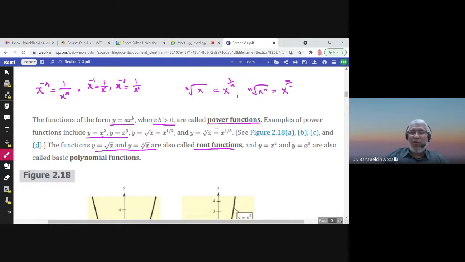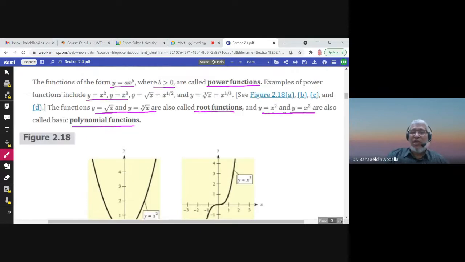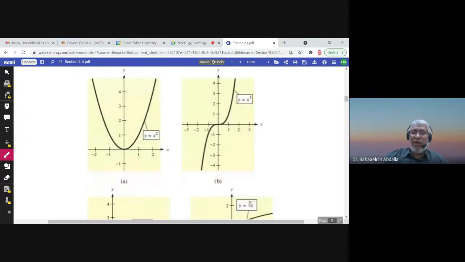So they are power functions and root functions, while x squared, x cubed, x to the power 4 are also called polynomial functions, some type of the polynomial. The polynomial functions are more general than this, but they are polynomial functions, and at the same time, they are power functions. There is a difference in the graph of the root function and the polynomial function.